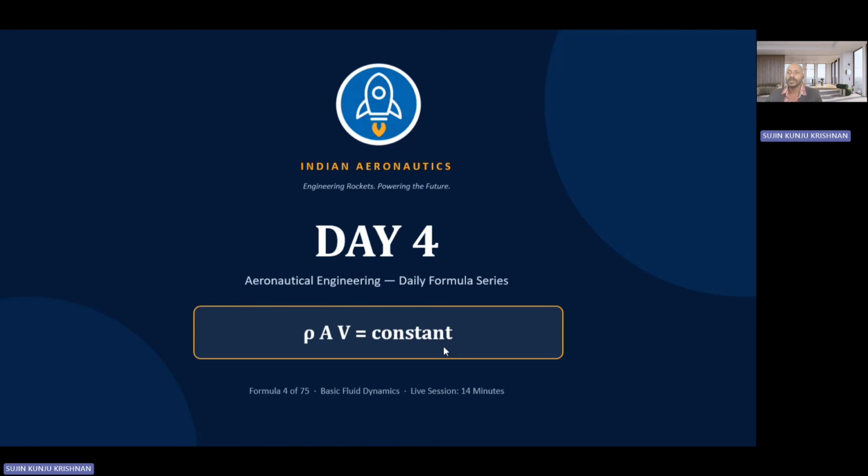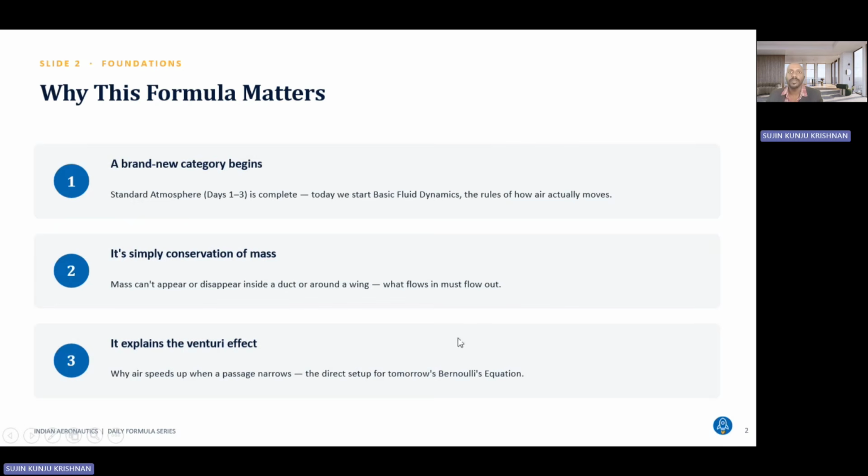Rho AV equal to constant. So this formula is really just one idea dressed up in symbols. Mass cannot appear from nowhere, and it cannot vanish. So if air flows into a duct, the exact same mass has to come out the other end every second, no matter how the duct changes shape in between.